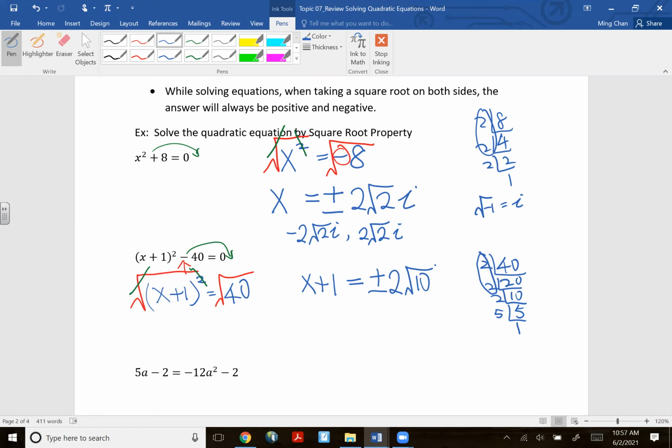All right. So to get x by itself, now I will move my positive 1 over to the other side. That positive 1 moving over, I'm going to put right in front of the plus and minus sign. So that will be x equal to negative 1 plus and minus 2 times square root of 10. All right, that's two answers, okay? Negative 1 plus 2 times square root of 10 and negative 1 minus 2 times square root of 10.